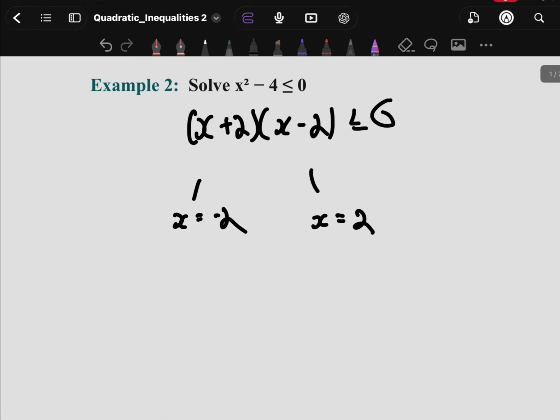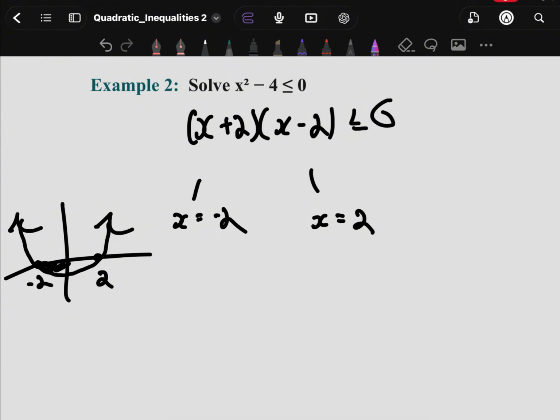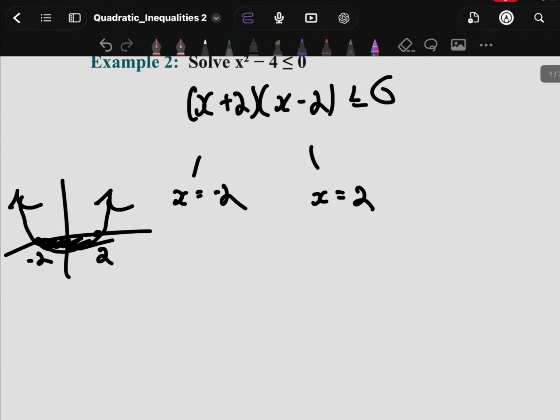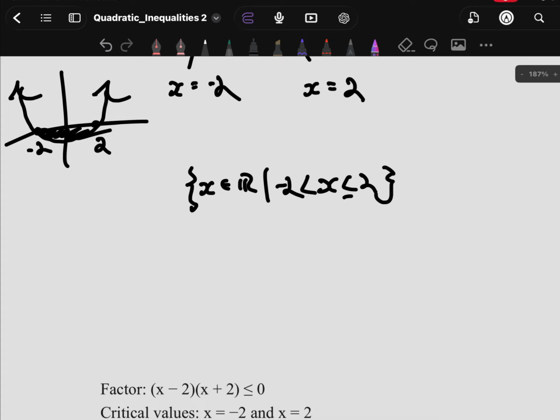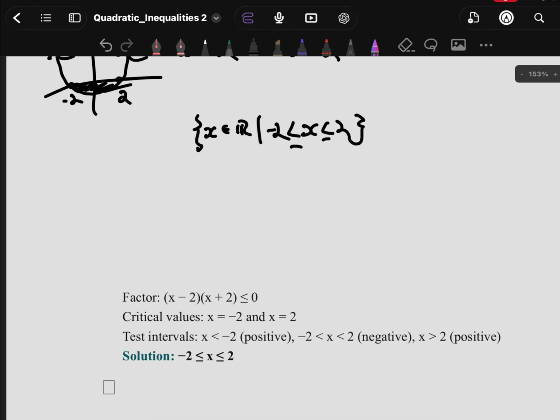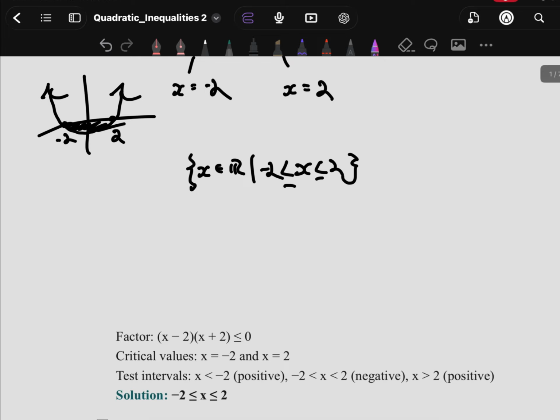From here, we can put these on our little quadratic. Here's negative 2, here's 2, and there's our quadratic. Now from here, it's asking us where it is less than 0. In this case, that is right here. So our solution is x in R, such that x is less than 2 and x is greater than negative 2. Now if we look at the answers, we have to make sure it's greater than or equal to, and yep, x is greater than negative 2 and x is less than 2.